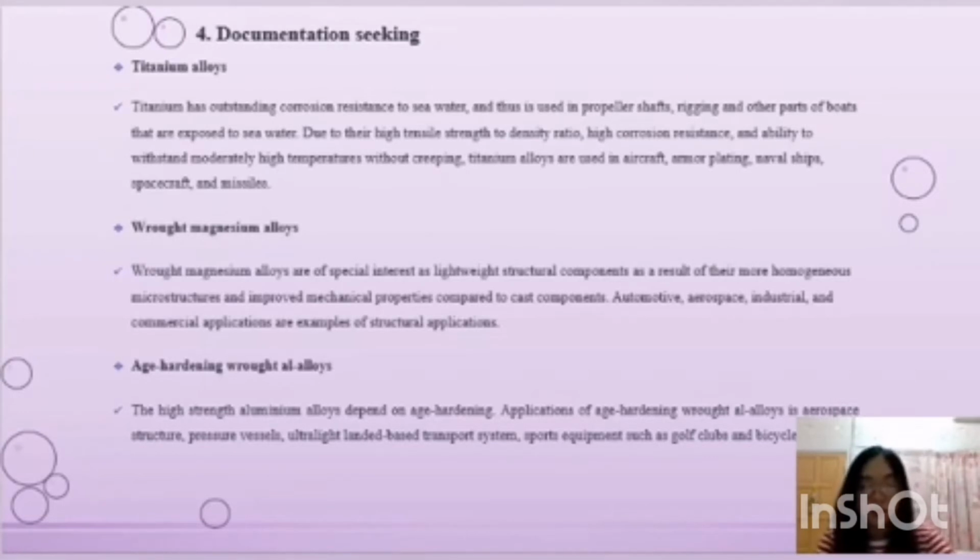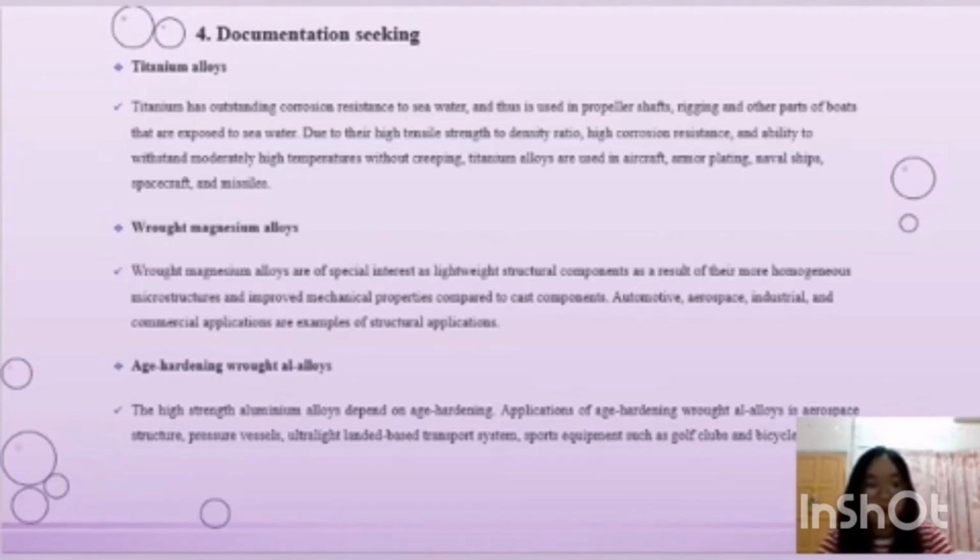Due to their high tensile strength to density ratio, high corrosion resistance, and ability to withstand high temperature without cracking, titanium alloys are used in aircraft, armor plating, naval ships, spacecraft, and missiles.